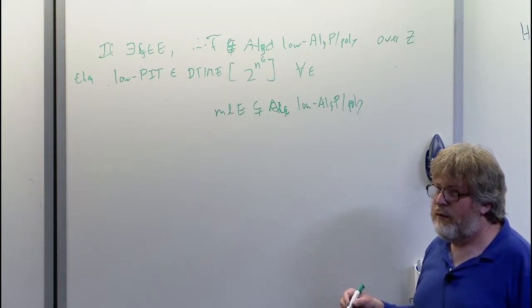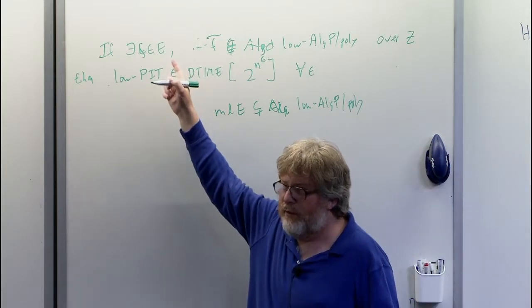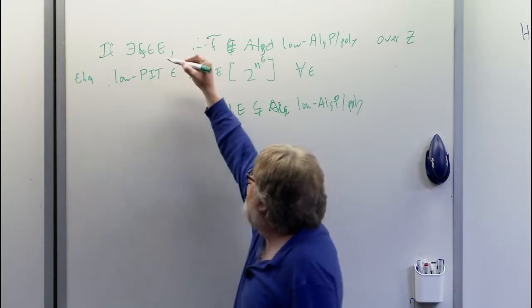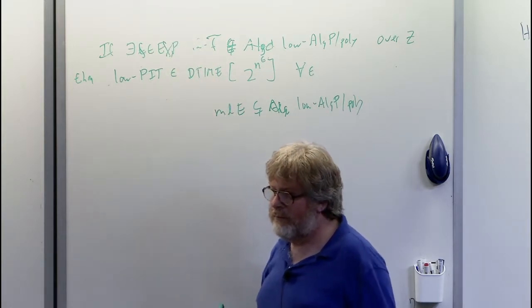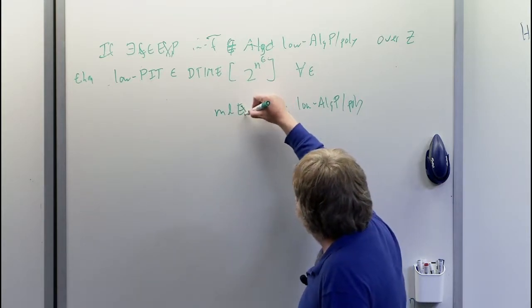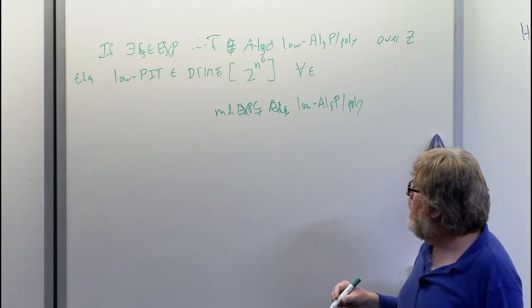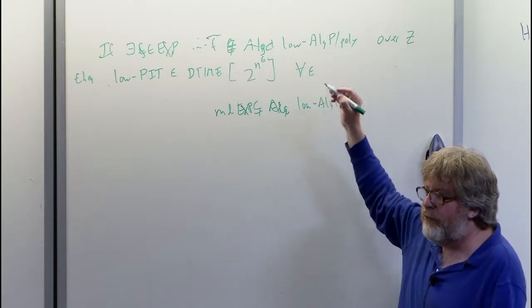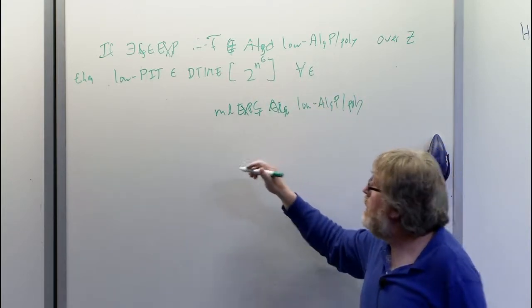What is E again? E is all exponential time, 2 to the order n. It's equivalent to like EXP for this part. Okay, so maybe I should do that. So if we've got a strong enough circuit lower bound, then we've got a derandomization.